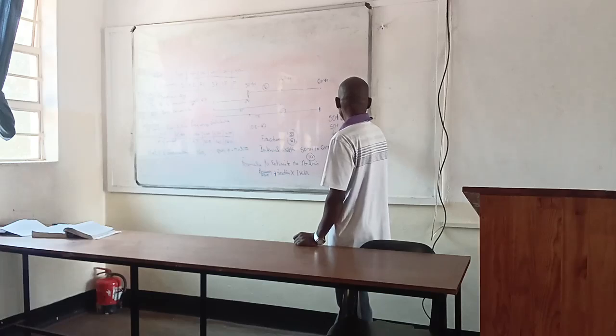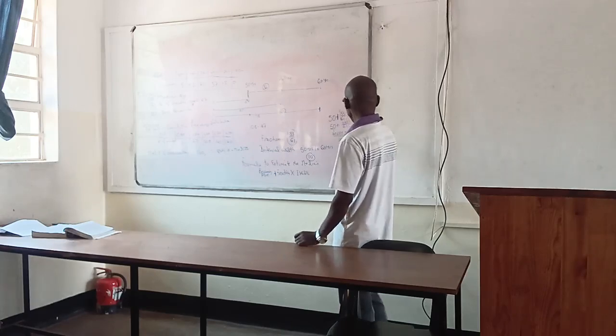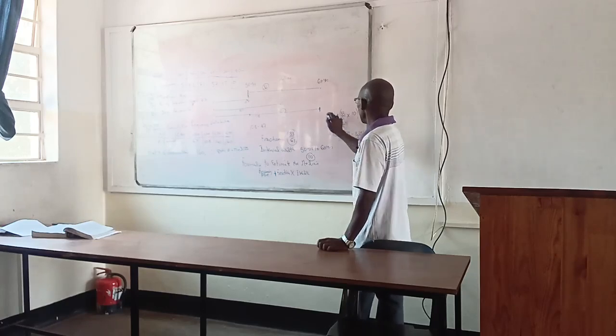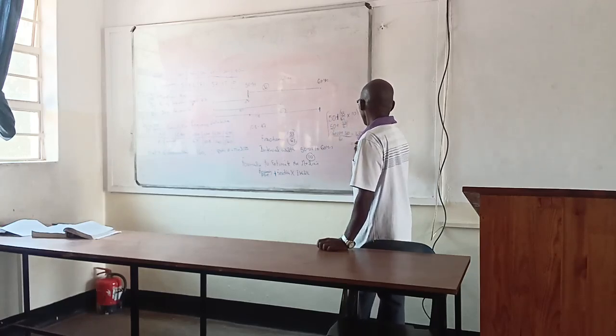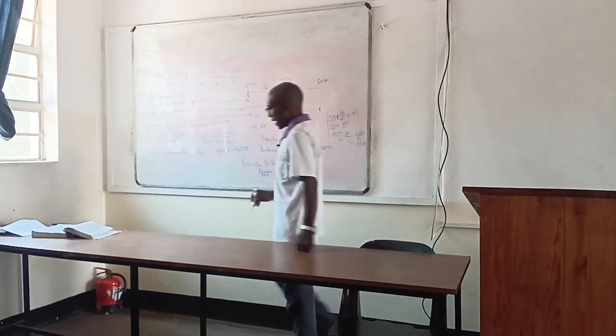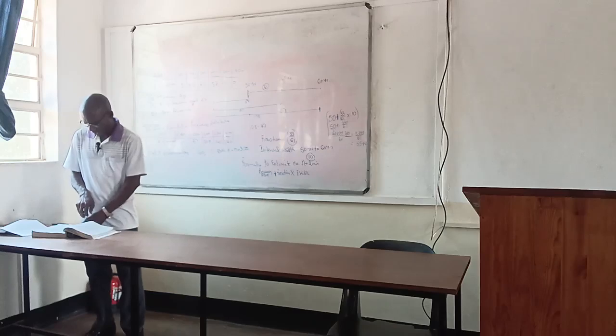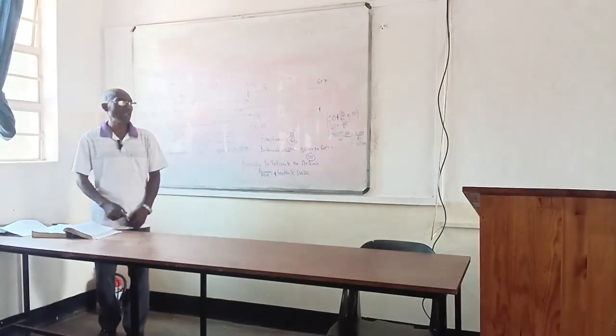When you add here, it's going to be 3,380. Divide by 61, and the answer is 55.40. In other words, that is 55.40 years.